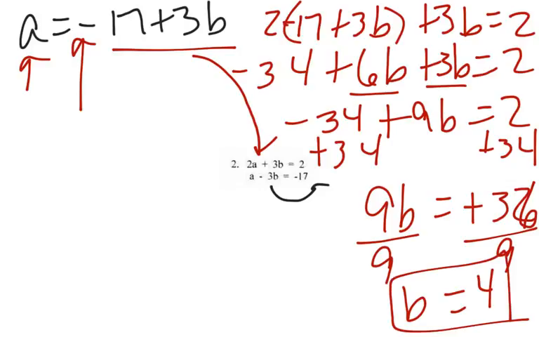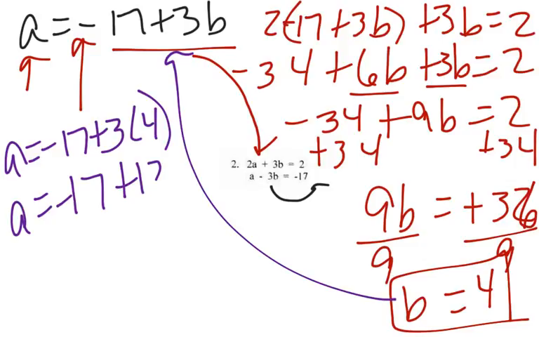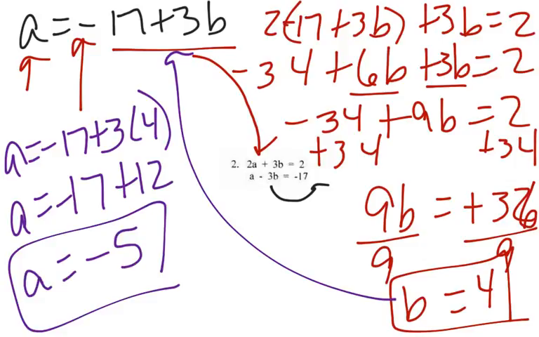First answer. Take that answer, plug it up into the problem you got in step 1. So a is equal to negative 17 plus 3 times 4. So a is equal to negative 17 plus 12. A is equal to negative 5. Next problem.